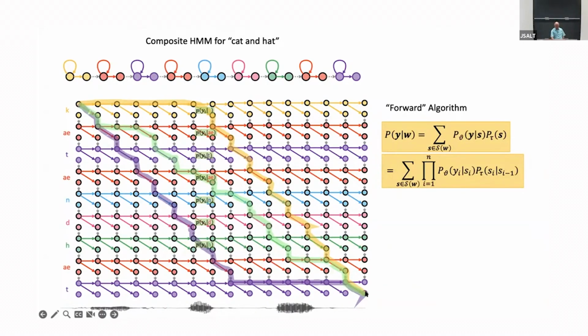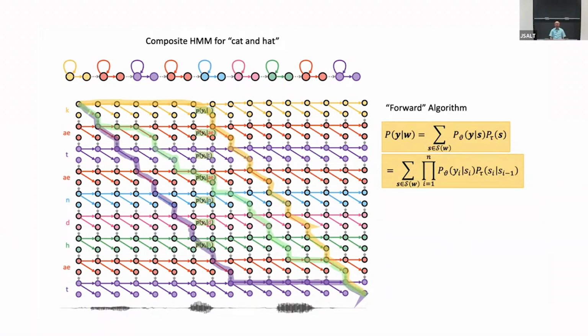What's the probability that you get over here? We know that. That's what we want to calculate, because we want to calculate the probability of these acoustics, given that the word sequence is cat and hat, right? So basically, you can start with setting this to 1, everything else to 0 down here, propagating forward column by column, like I just told you.